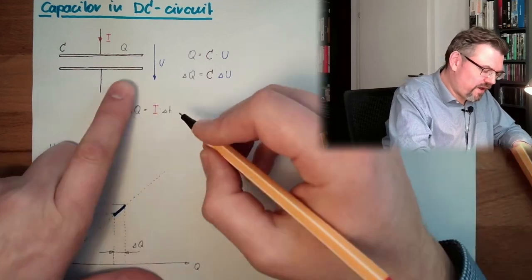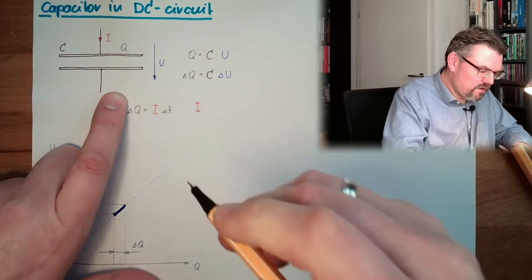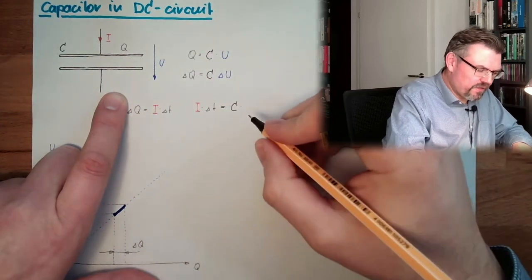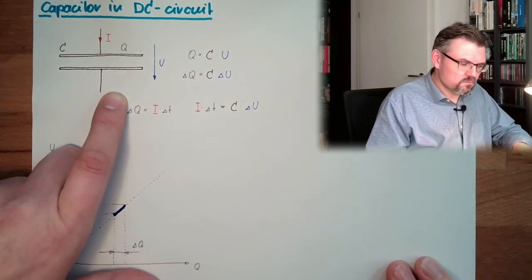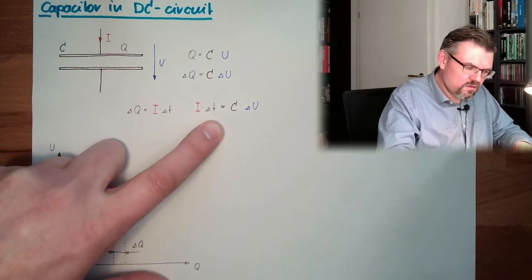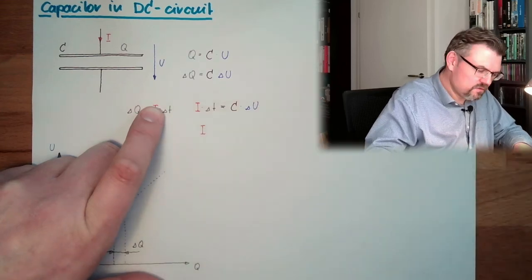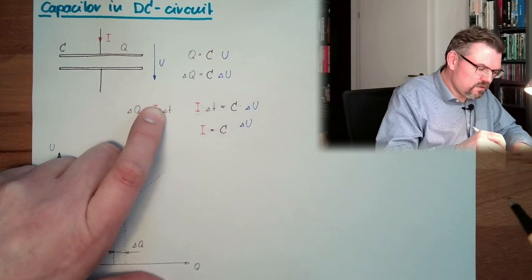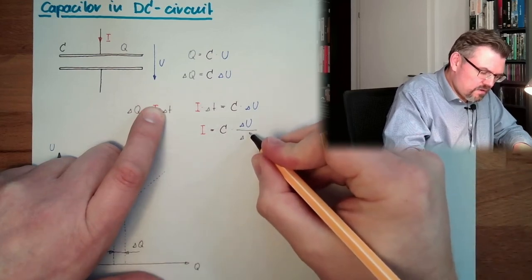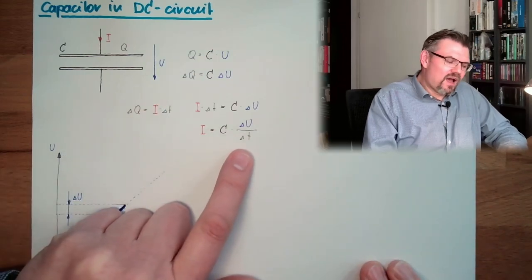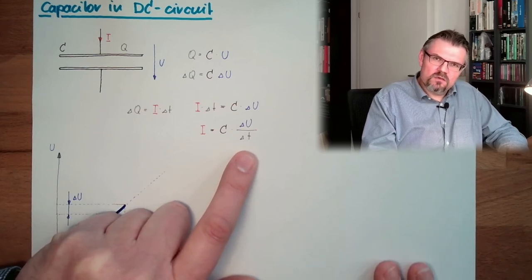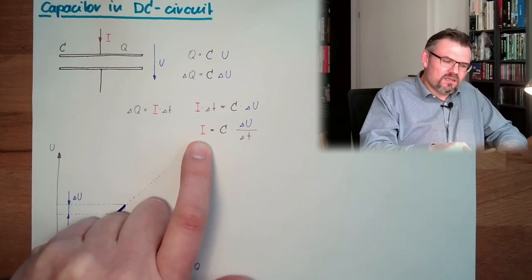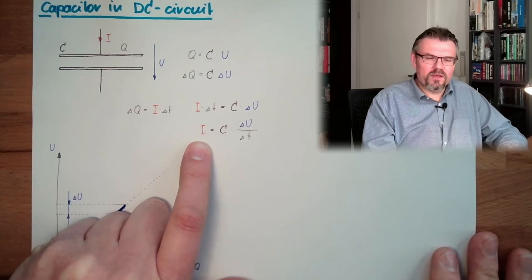So let's put this in here. So we have I multiplied by delta T equals C multiplied by delta U. Now I divide by delta T, so we have I equals C multiplied by delta U, voltage change, divided by time change. So this is how many volts per second we have changed. So how many volts per second we have changed multiplied by the capacitance of the capacitor equals the current which is currently going into the capacitor.